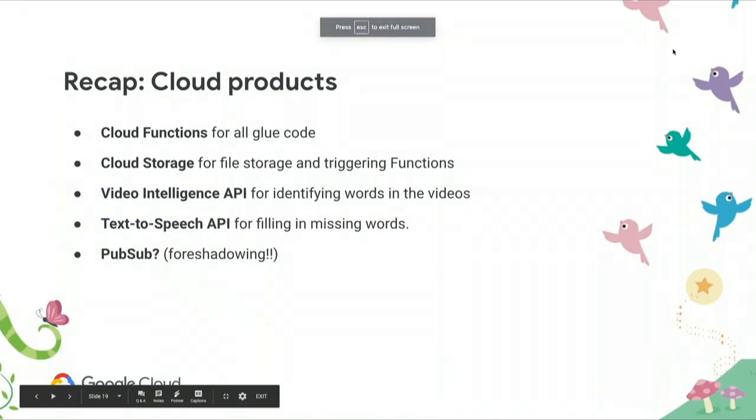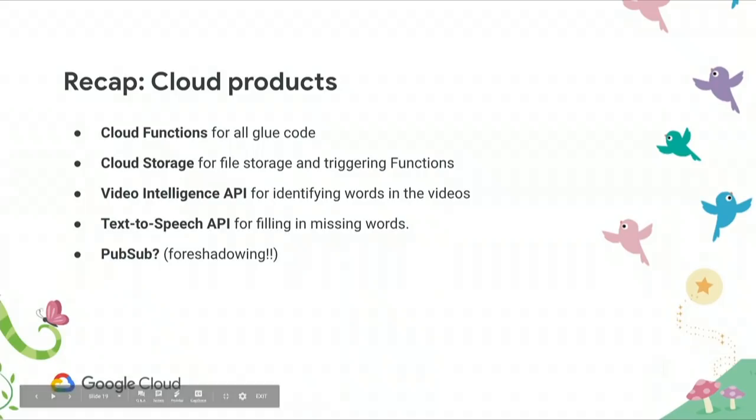So just to recap, we use cloud functions for all the glue code. We use cloud storage for storing our data and also for triggering additional functions. We use the Video Intelligence API for identifying words in the video. We use the text-to-speech API for filling in missing words. And PubSub, maybe.